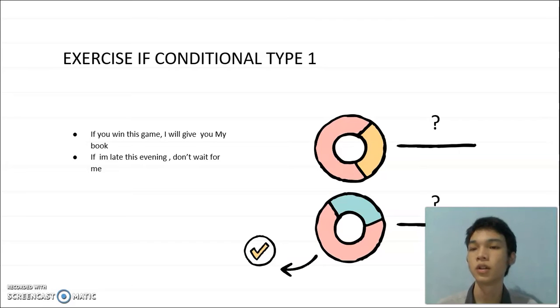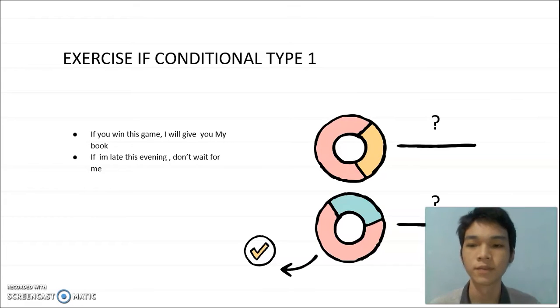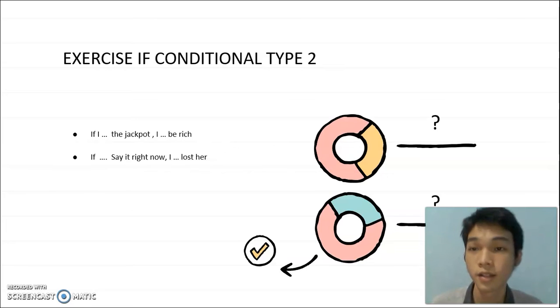Like in this sentence, if I'm late this evening, don't wait for me. If you use will, if I will be late this evening, that doesn't make sense, because you just told your friend you will be late for some appointment. You have to use if I'm late this evening, where if I'm late is the condition. So here I have an exercise for if conditional type 2.